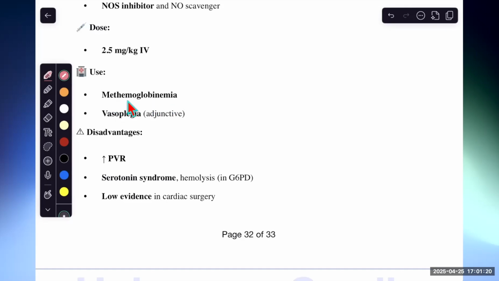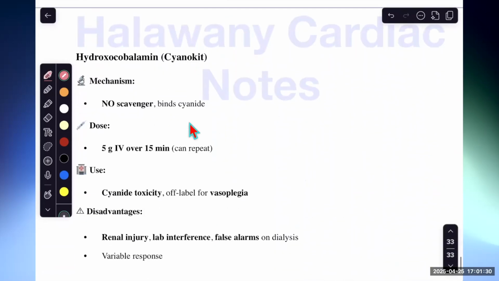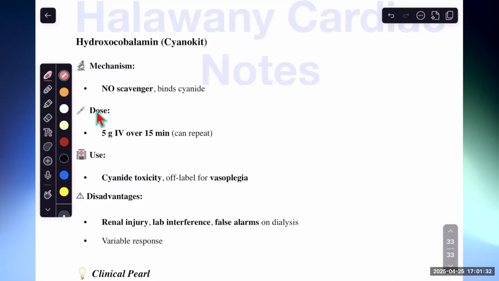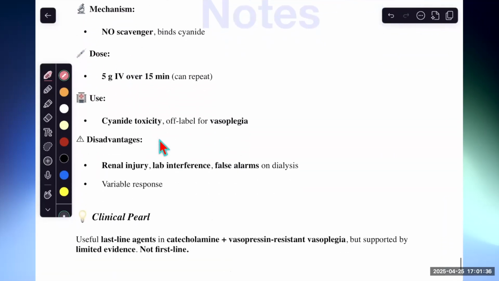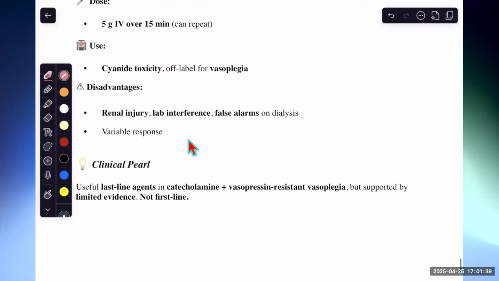Methylene blue. You should also follow up his hemoglobin for methemoglobinemia. As I told you, we are using it as an adjunct in vasoplegia, and that gives good results. Hydroxocobalamin, you give 5 grams, which is a huge dose, by the way, over 15 minutes, and they say you can repeat it.